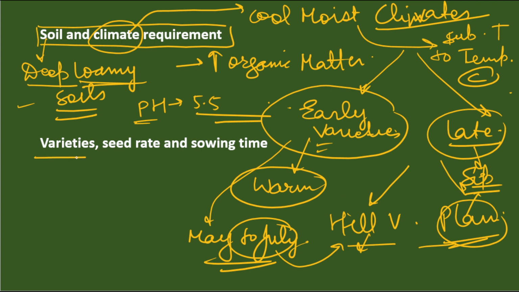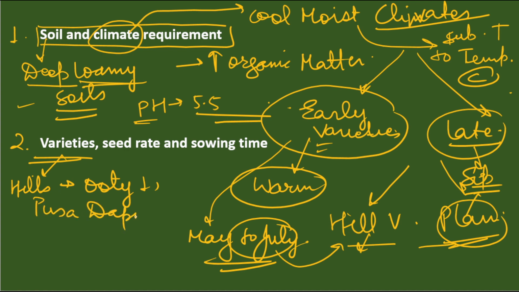Now let's move to the second point, that is variety, seed rate and sowing time. Also I have already discussed something about varieties here, so I hope you understand this. Now when it comes to the name of varieties, the common hill varieties are UT1, Pusa Snowball, Cuba Giant. Cuba Giant also has a good shape of cauliflower. The shape and size of the cauliflower is big here. Cuba Giant, Snowball. So these are the hill varieties.